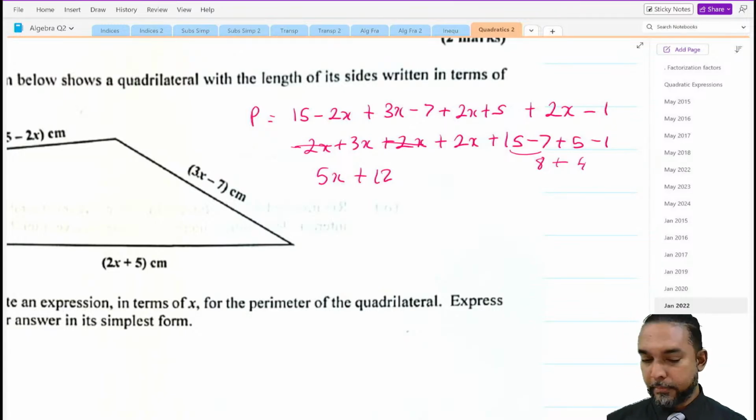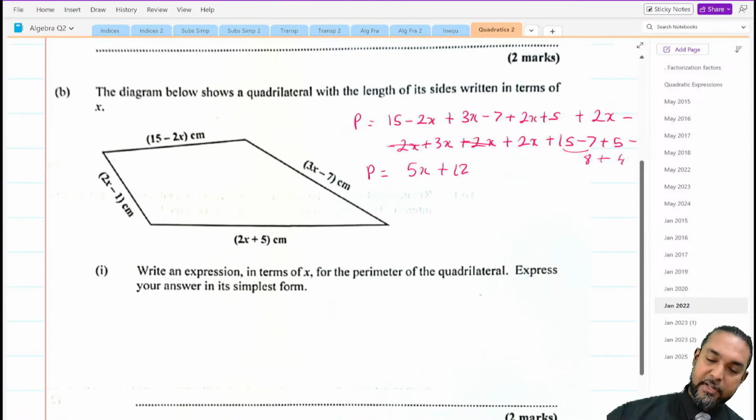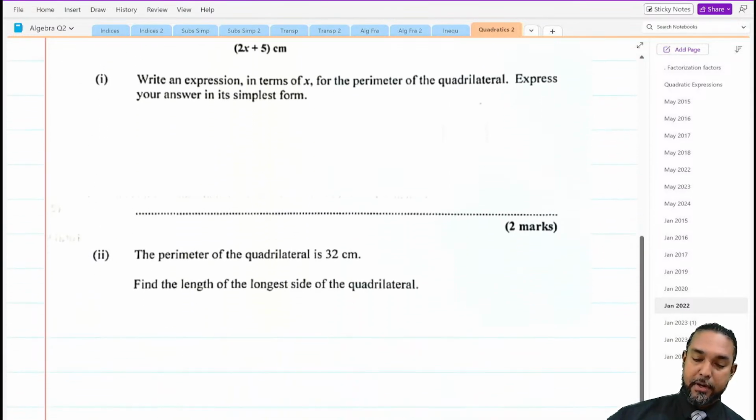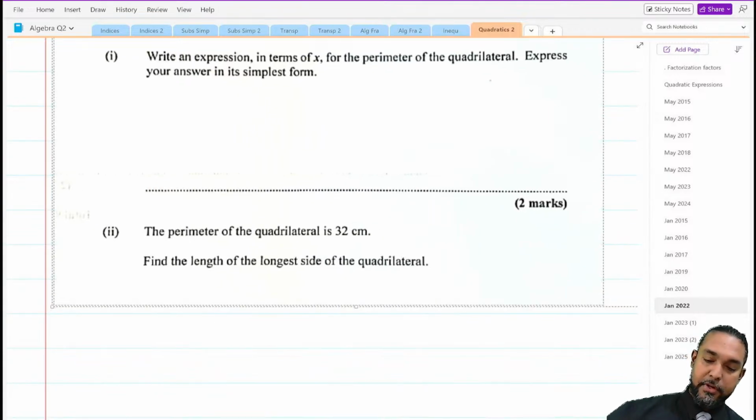Right, so the perimeter is equal to 5x plus 12. Now, it says down here, the perimeter of the quadrilateral is equal to 32.